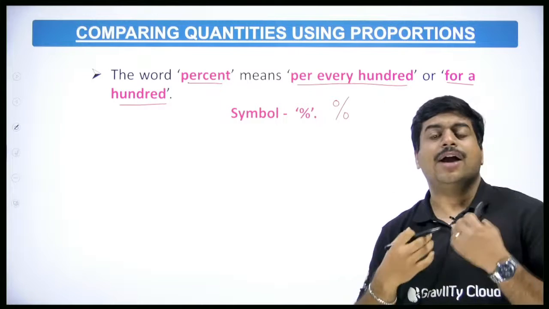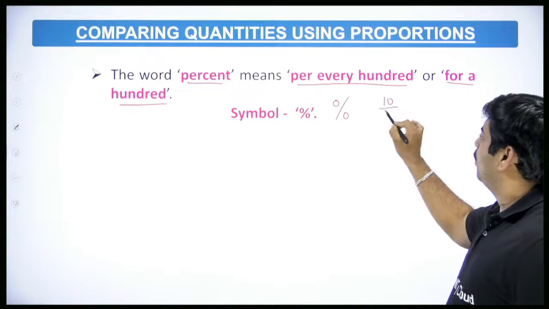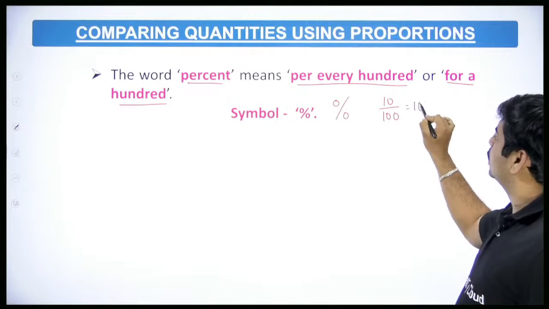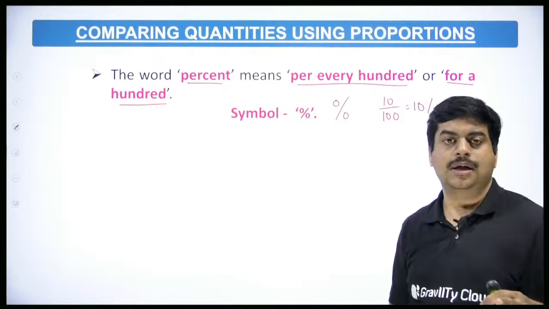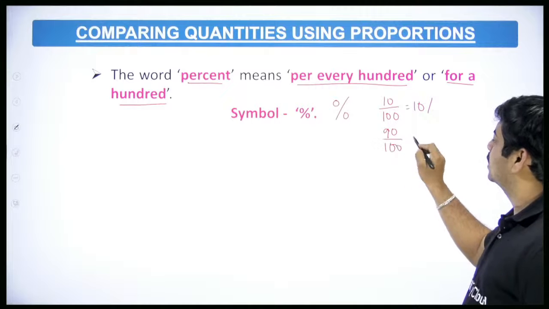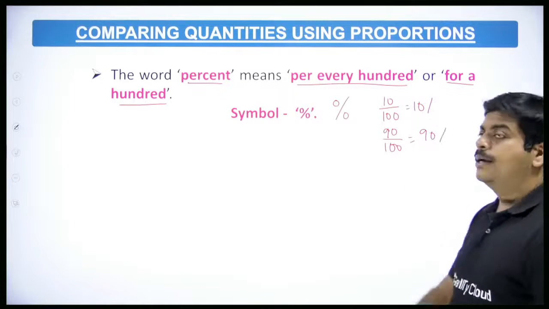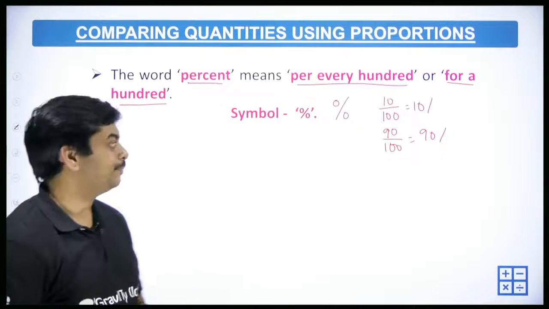For example, I say I got 10 marks out of 100, so that is equal to 10%. I said per every 100, for 100, I got 10 marks. Some person will come and say that I got 90 marks out of 100, so his percentage is 90%. You need to understand that.